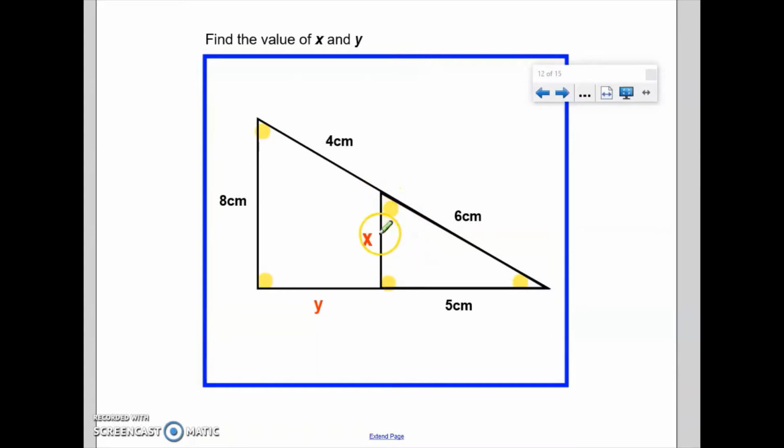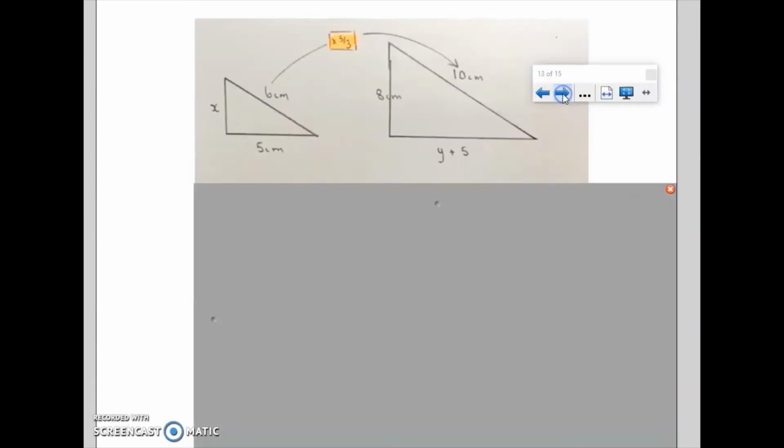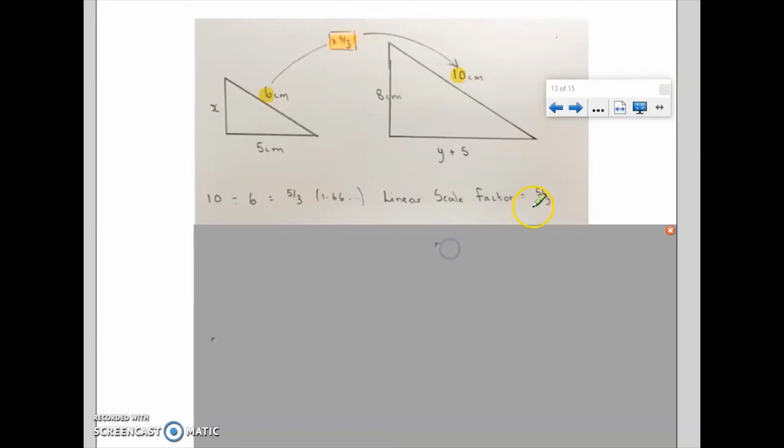So I'm going to draw the question out, smaller triangle and the larger triangle. And just make sure on the larger triangle you realize that this length here is going to be y plus 5. So when I draw my question out, it now looks like this. I've got a corresponding length of 10 for the hypotenuse on the large triangle and 6 the hypotenuse on the smaller triangle. 10 divided by 6 is 10/6, which I might have simplified down to 5/3. So I'm dealing with a linear scale factor of 5/3.